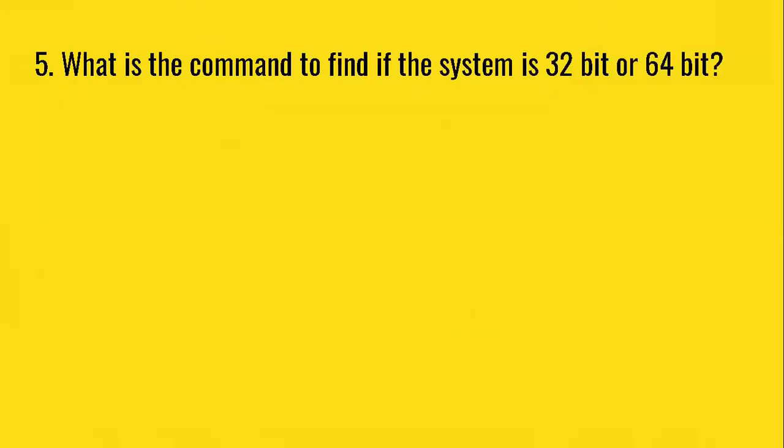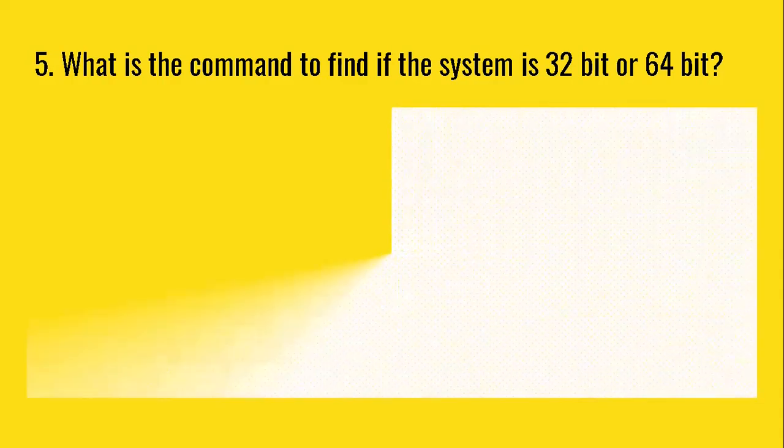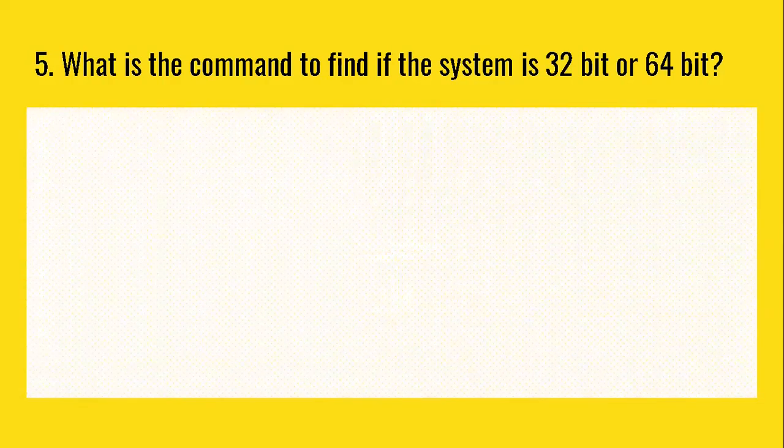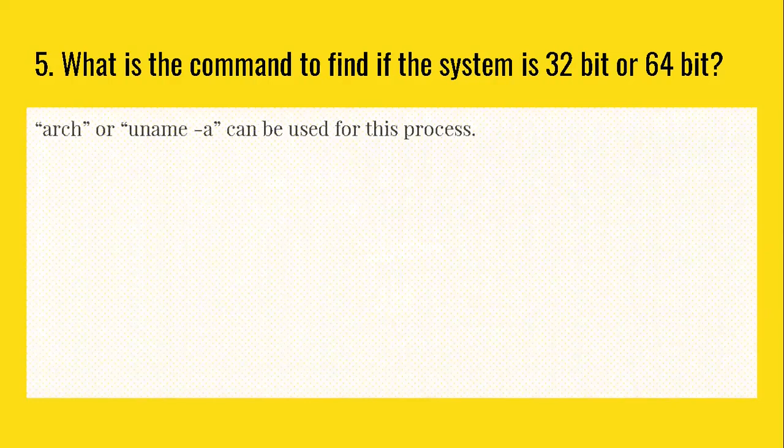What is the command to find if the system is 32-bit or 64-bit? You can simply run the arch command or uname -a. Both of these commands will help find out whether the system is 32-bit or 64-bit.